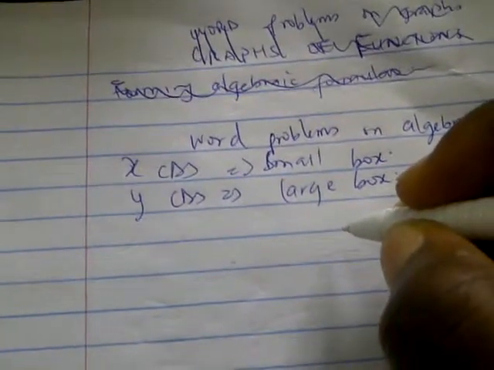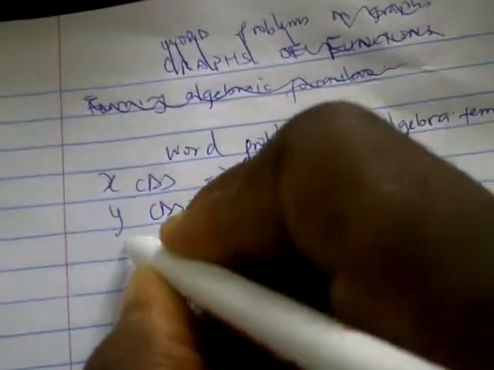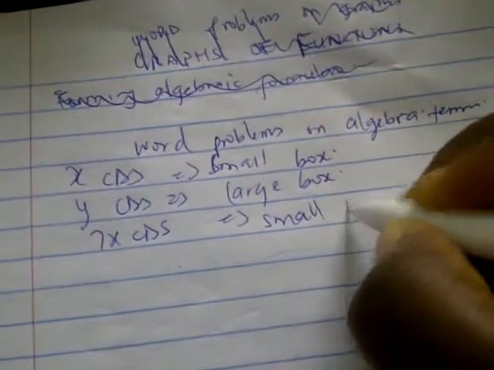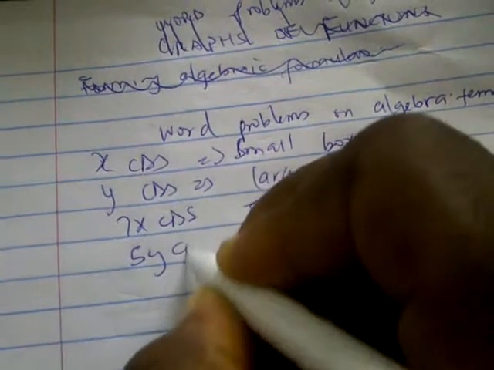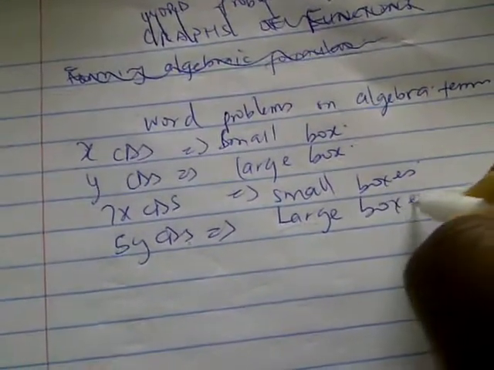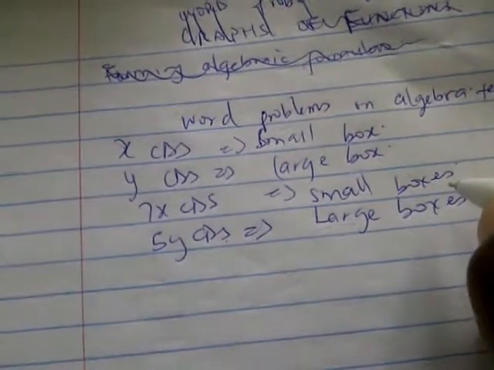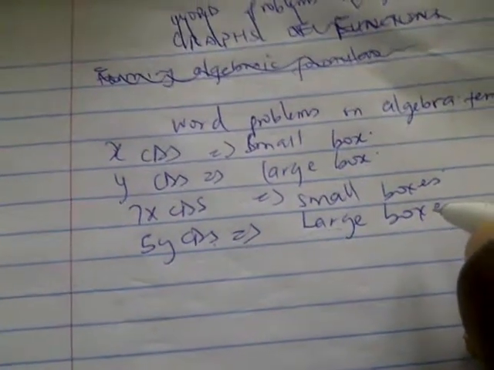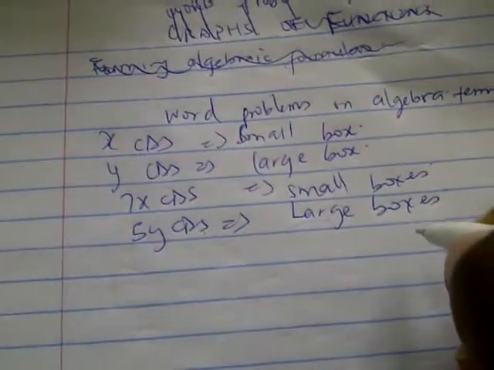Now we're told that Ethan buys 7 small boxes. Okay, that's 7X CDs for the small boxes, and 5 large boxes, that's 5Y CDs for the large boxes. Okay, and you can store a total number of T CDs in these boxes. Then write a formula for T in terms of X and Y.